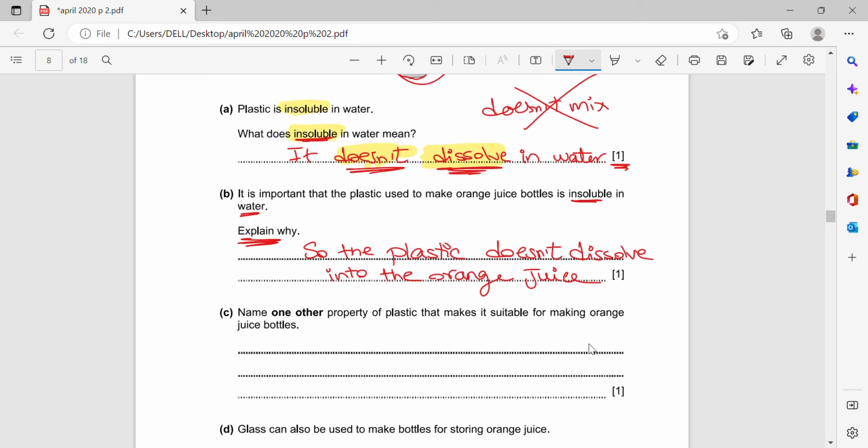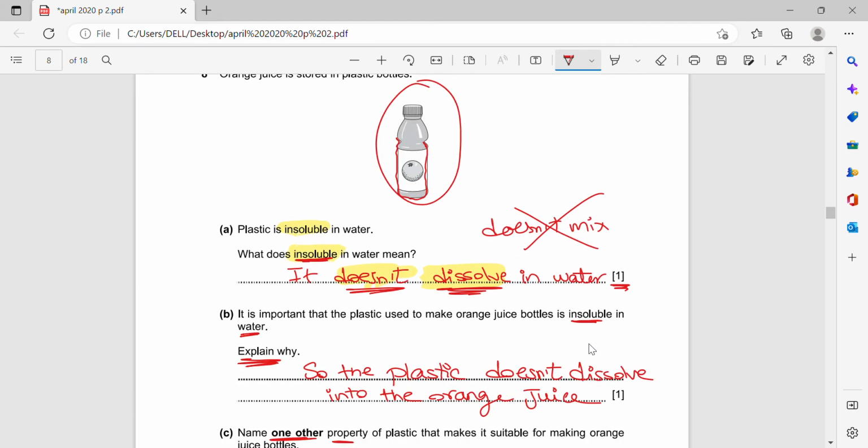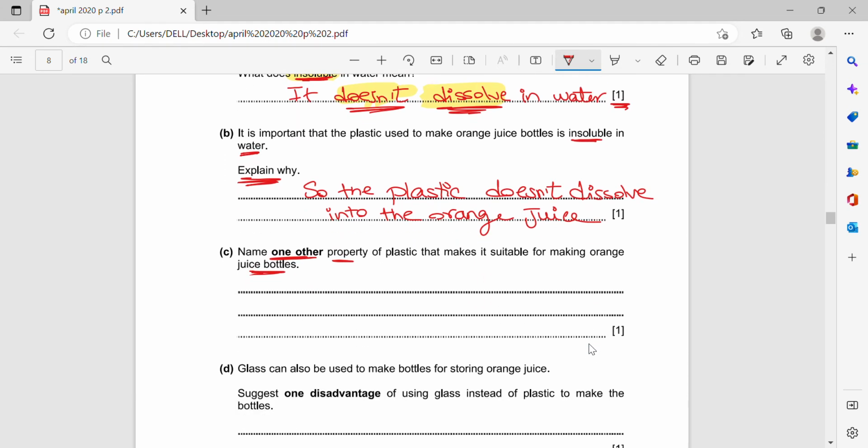C. Name one other property of plastic that makes it suitable for making orange juice bottles. Like here, one property that it doesn't dissolve in water. I need one another property. Why is the plastic good? Why is this bottle made of plastic؟ ايه البروبرتي التانية للبلاستيك اللي تخليني اعمل البلاستيك bottles to carry the juice inside it? Huh? I can say what? Great, it's non-poisonous.